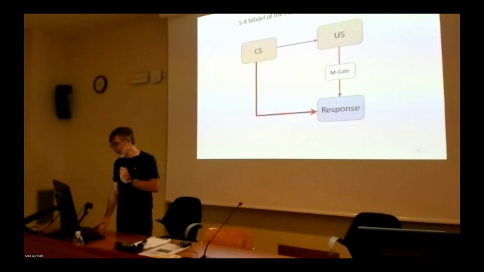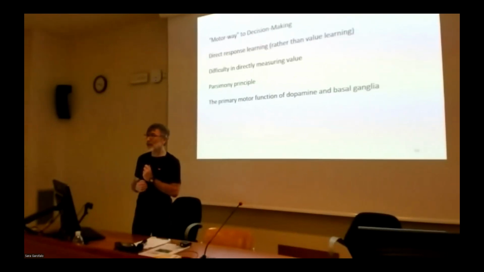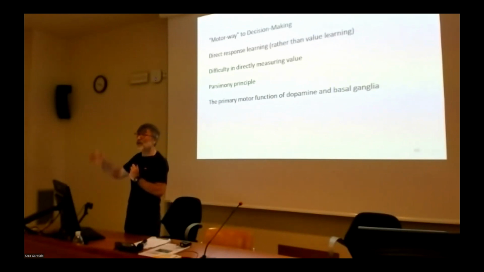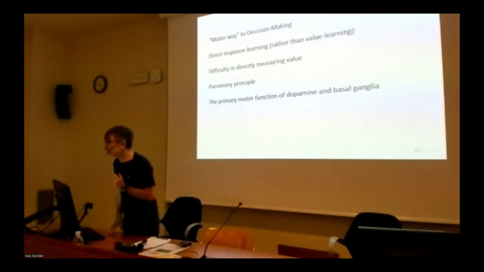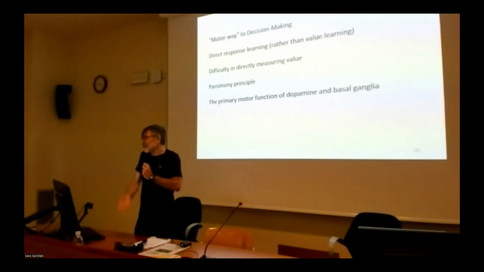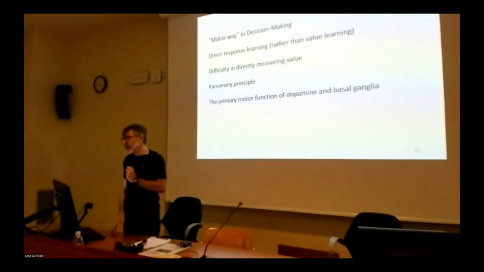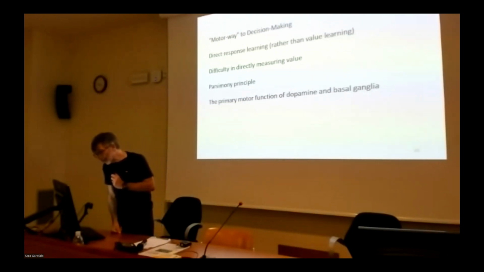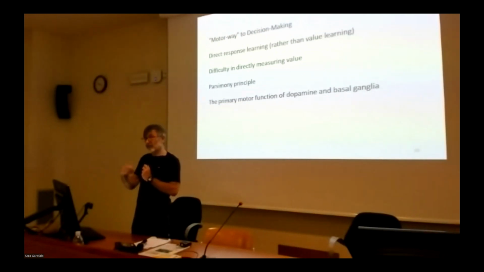So it's a different view, okay? And on which basis do we have this idea? Well, first of all, this is a motor way to decision making, a motor way to interpret how cues in the environment influence behavior. Cues influence behavior because they have a motor significance, and they acquire this motor significance through Pavlovian learning. But how is this possible? Well, the crucial points are these. First of all, there is this direct learning of the response.